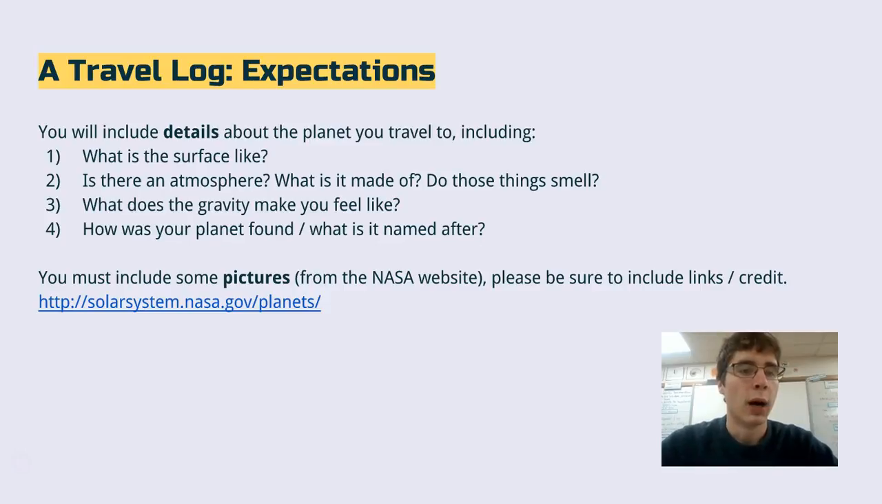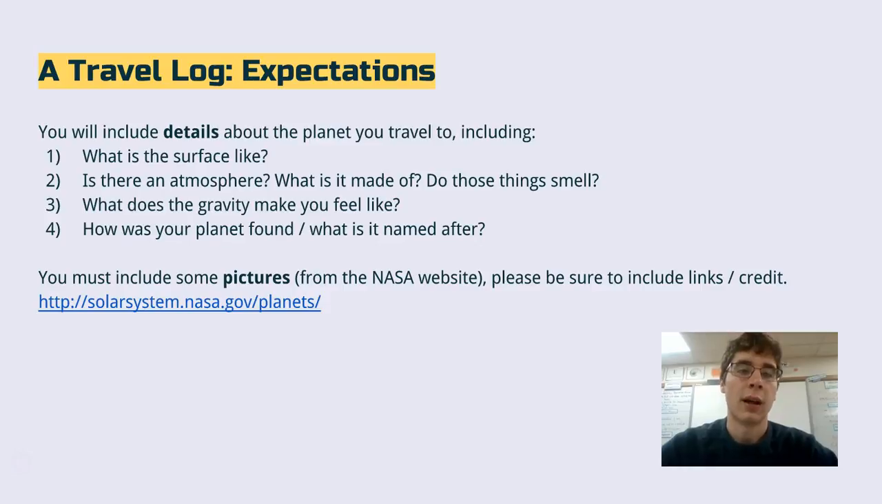And then how was your planet found? And or what is it named after? Some of the planets were found a long, long time ago by ancient astronomers, and some of the planets were found more recently. So I would like you to share a little bit about how the planet was formed. Those are the 4 things I want you to talk about, and I want you to do it in a way that would say that you were the one experiencing.